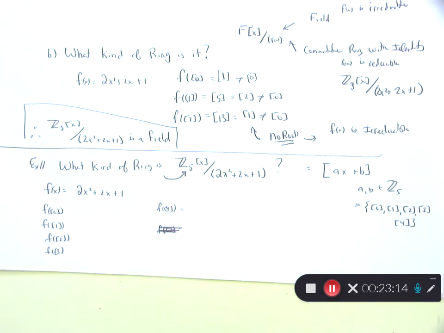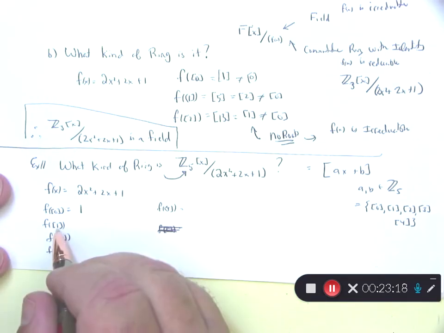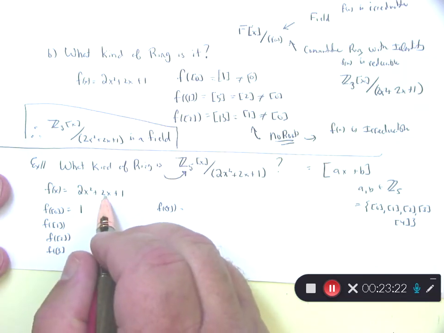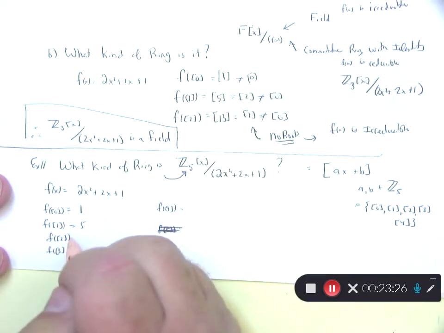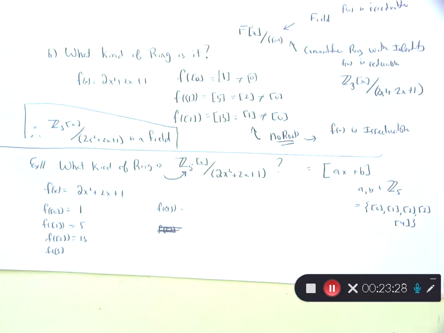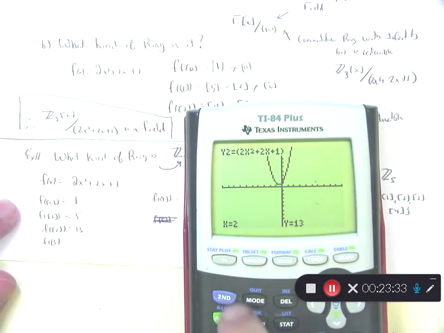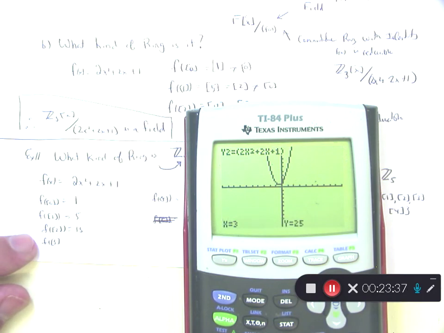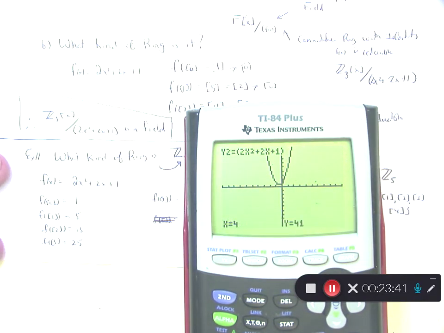So here we go. Plug in 0, I get 1. Plug in 1: 1 squared times 2 plus 2 times 1 is still 2, 2 plus 2 is 4, plus 1 is 5. You notice I'm getting the same numbers again. Plug in 2, I'm going to get 13. It's the same function, plugging in on my calculator, but I've got some more choices here. When I plug in 3, I get 25. When I plug in 4, I get 41.